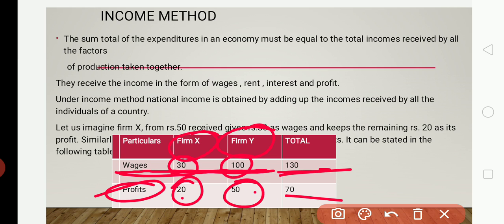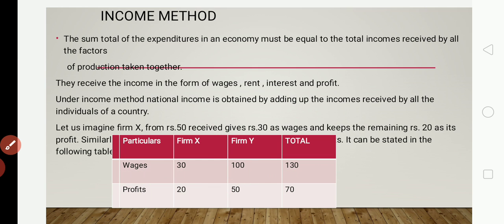Like this, however many firms are existing, however many individuals are getting income, when we total up the income of every individual, we will be getting the income method. So we call the sum total of all individuals' income the national income. It is one way of measuring the national income, right?